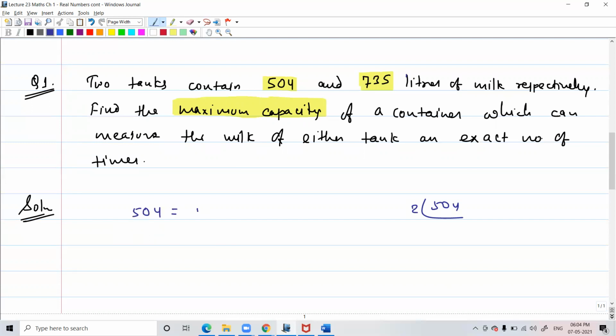So 504 is 2 cube, 3 square into 7. Okay, good. Then 735, how should I write as factors? 3 into 7 square, okay, 7 square into 3 into 5. So you should write it in proper order: 3 first, then 5, and then 7 square.